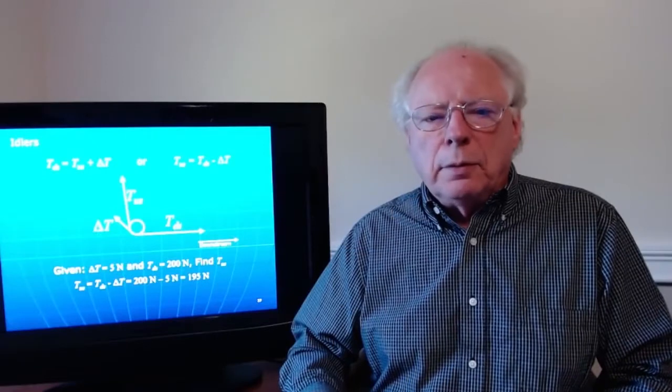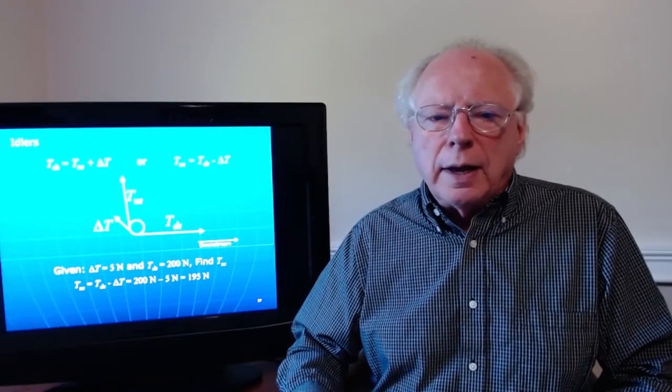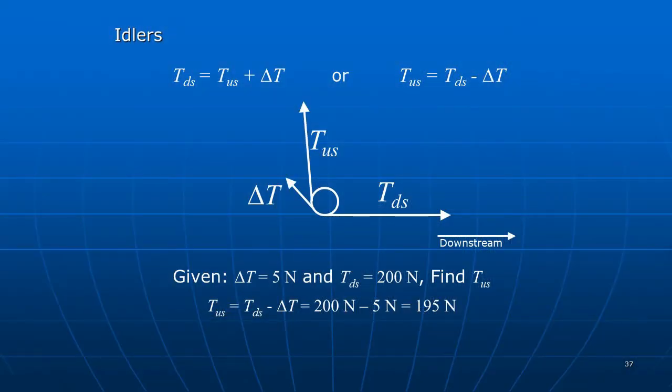In this example, we've got an idler with a 5 newton drag. We've got a downstream tension of 200 newtons, and we want to find the upstream tension. And so upstream is equal to downstream minus the delta T, or the drag. It's equal to 200 newtons minus 5 newtons, or 195 newtons.